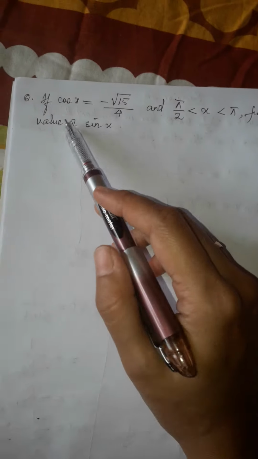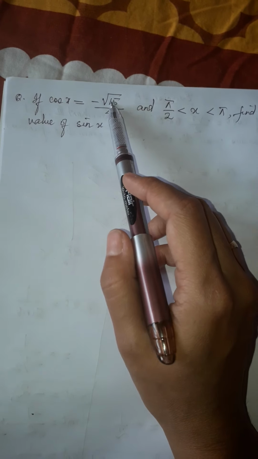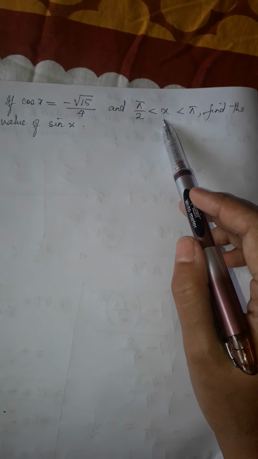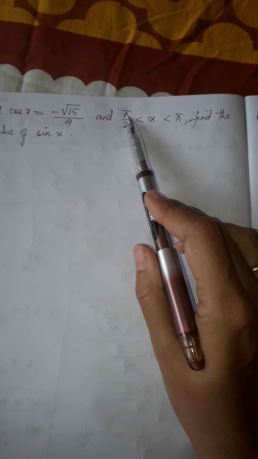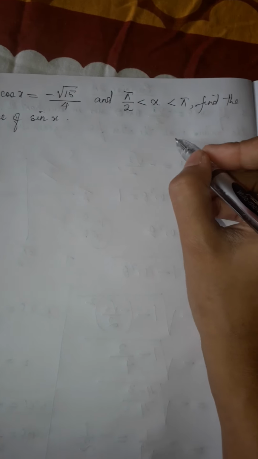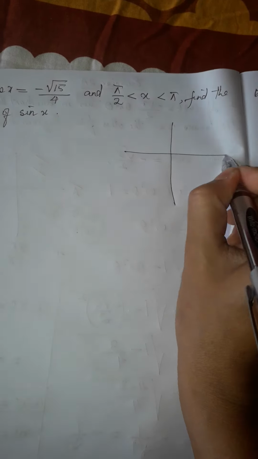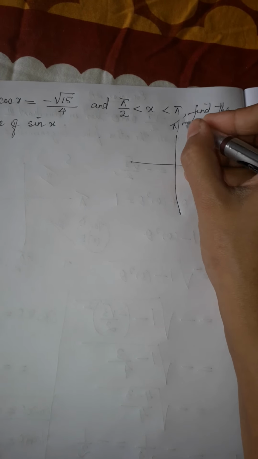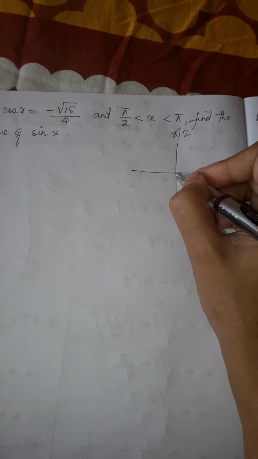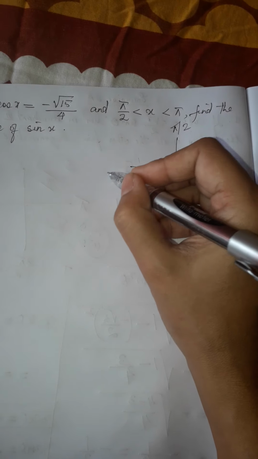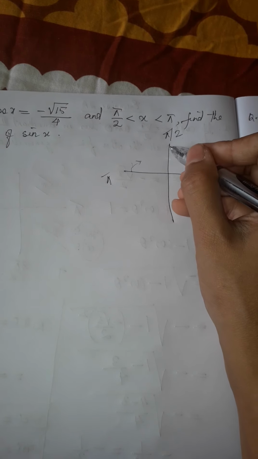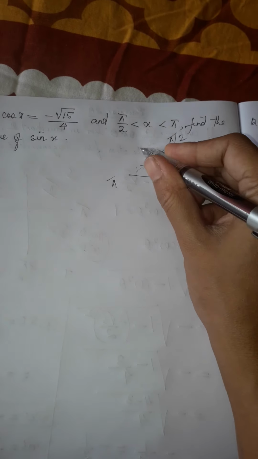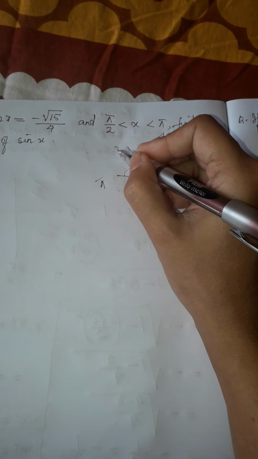Here is another problem: if cos x equal to minus root 15 by 4 and x is greater than pi by 2 and less than pi. So x greater than pi by 2, where pi by 2 is 90, and less than pi, means x lies in the second quadrant.